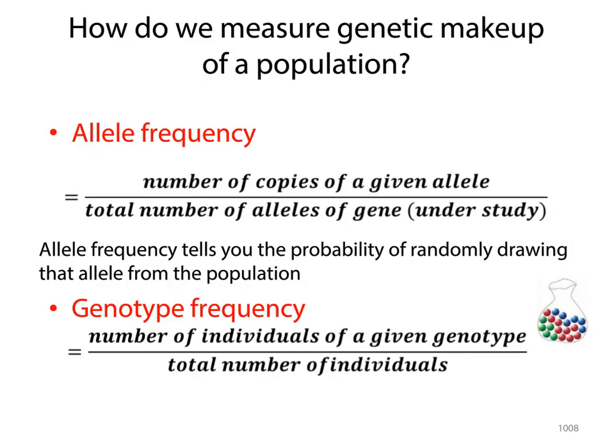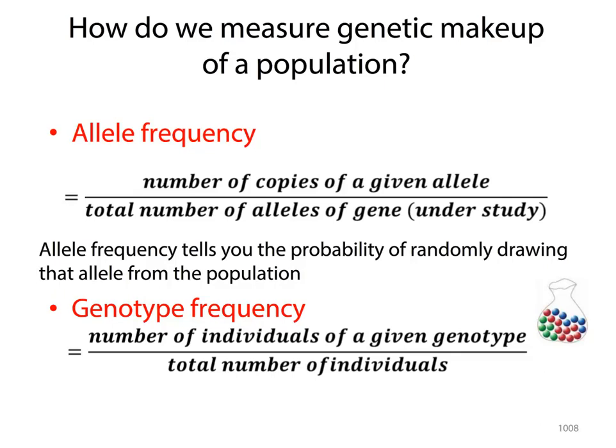And so you might be asking yourself, okay, how in the world do we measure genetic makeup of a population? And I would say, aha, that is an excellent question. Okay, so we do this 2 different ways. We measure what's called allele frequency. That's the number of copies of a given allele divided by the total number of alleles of a gene that you're looking at. And this will tell you the probability of randomly drawing that allele from the population. Okay, so that's one way we measure it.